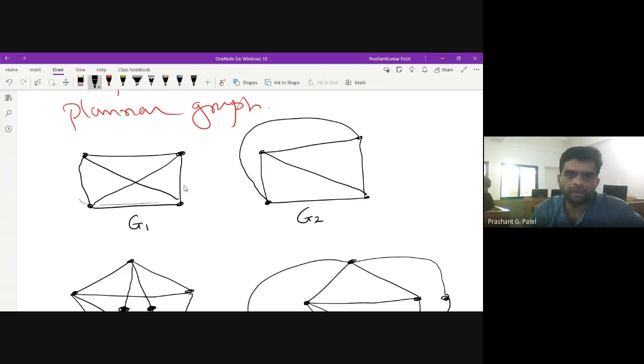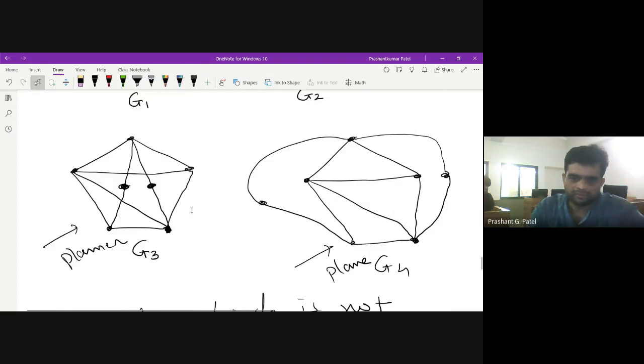So how many regions does it divide into? The first one is this, the second one is this, the third region is this, and the fourth one is the outside region. That is the definition of a region or face. For example, in this graph, how many regions is the whole graph divided into? 1, 2, 3, 4, 5 and 6. So this divides into 6 regions.